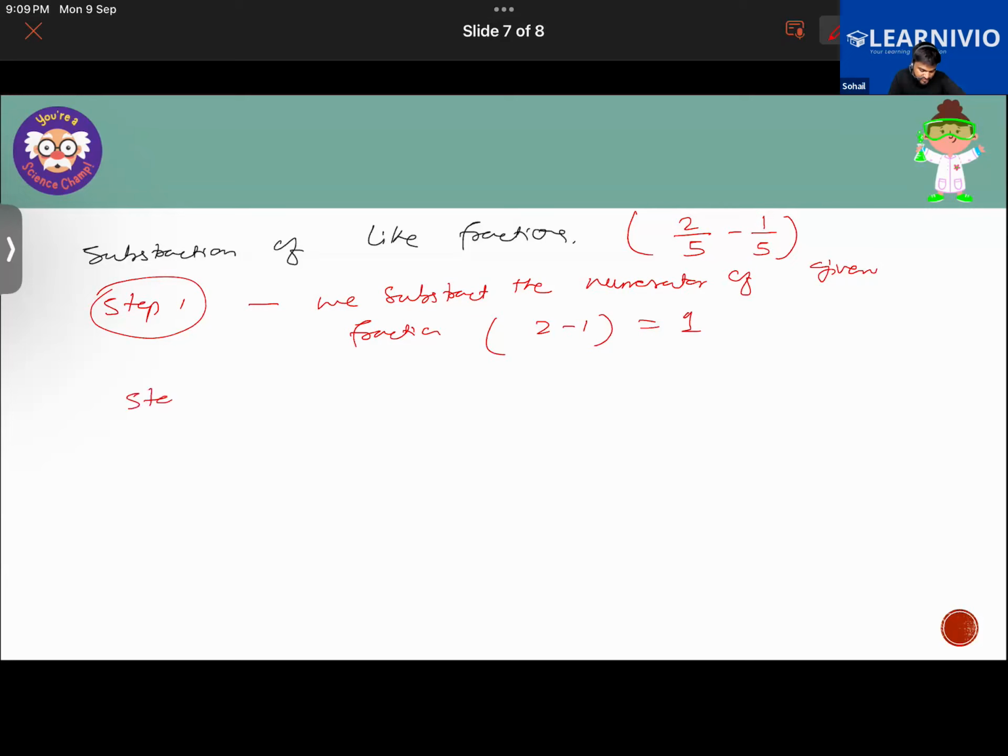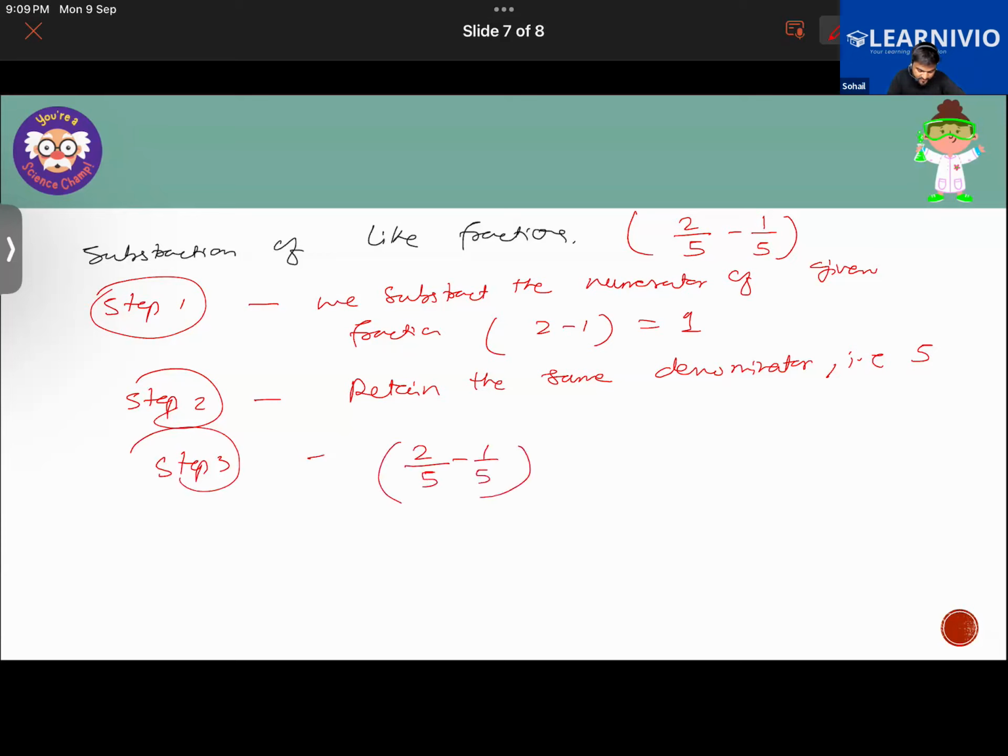And step number 2 says that the denominator will be unchanged. We'll retain the same denominator, that is 5 in this case. And step number 3 simply says that the subtraction of 1 upon 5 from 2 upon 5 will be simply 1 upon 5. Isn't that very simple?